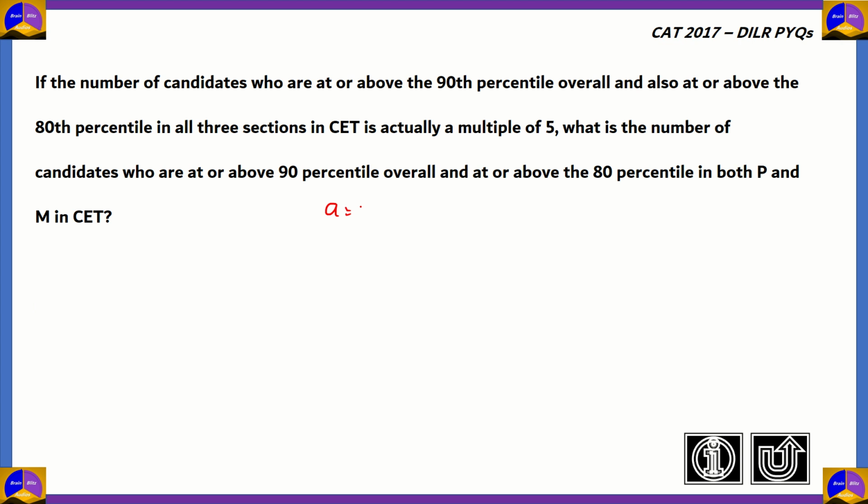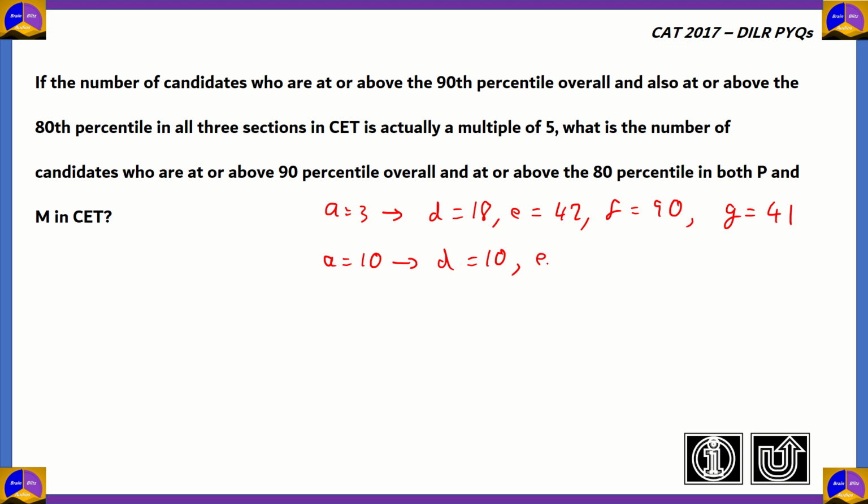When A equals 3, then we have D equals 18, E equals 42, F equals 90, G equals 41. When A is equal to 10, we get D equals 10, E equals 40, F equals 100, G equals 20.